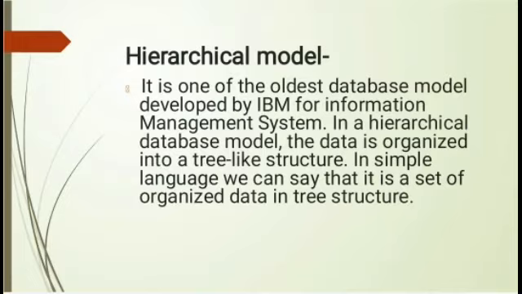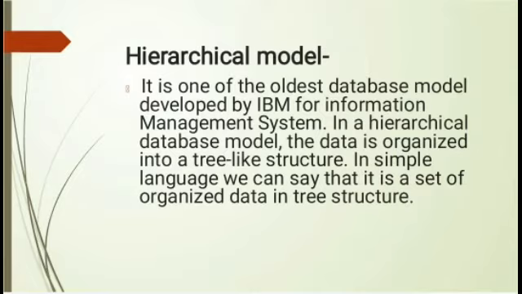Then there are four types of models. Let's see, the first model is the hierarchical model. It is one of the oldest database models, developed by IBM for the Information Management System. In a hierarchical database model, the data is organized into a tree-like structure. In simple language, we can say that it is a set of organized data in a tree structure. The model organizes data into a tree-like structure with a single root, to which all the other data is linked. The hierarchy starts from the root data and expands like a tree, adding child nodes to parent nodes. In this model, a child node will only have a single parent node.